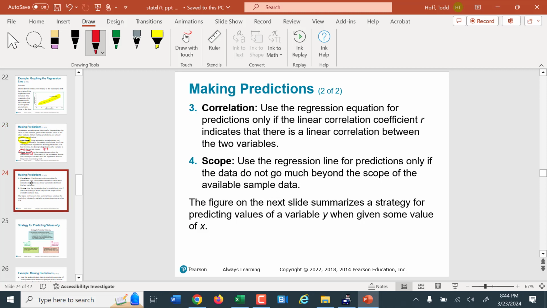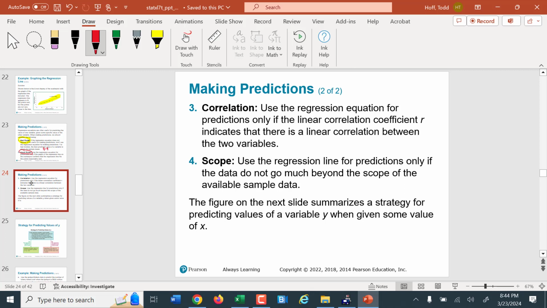So again, for a good correlation, the coefficient will be between -1 and +1. The closer it is to 0, the weaker the relationship. So we want those values to be close to either 1 or -1. It indicates the strength of the relationship.